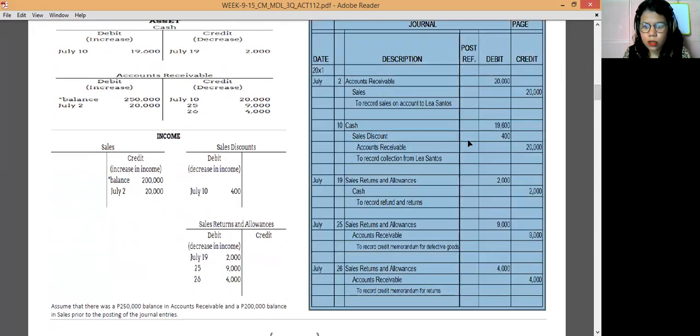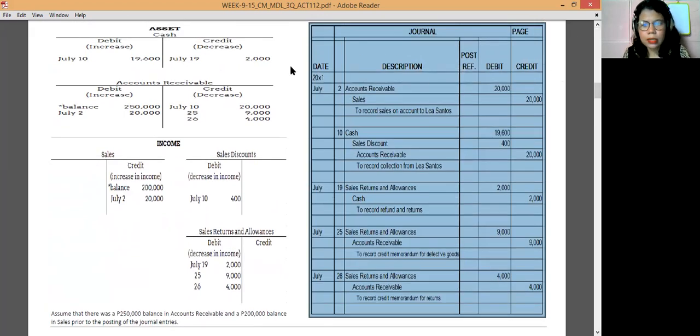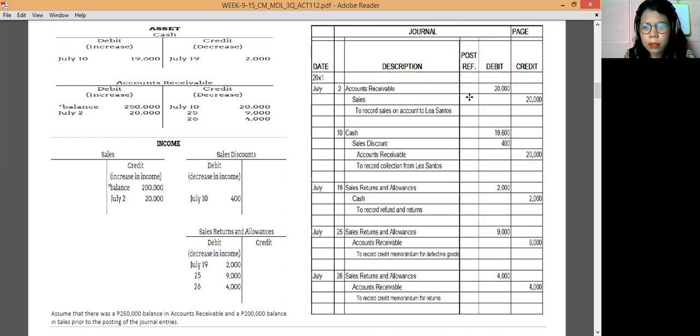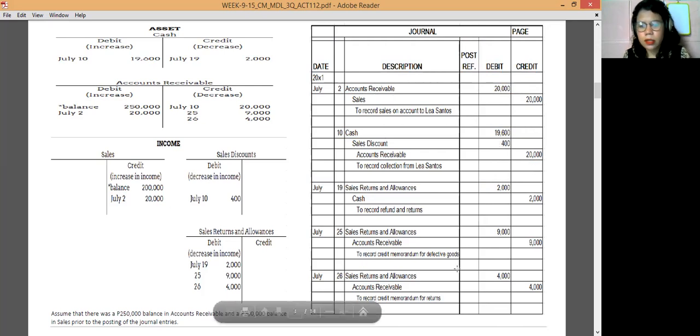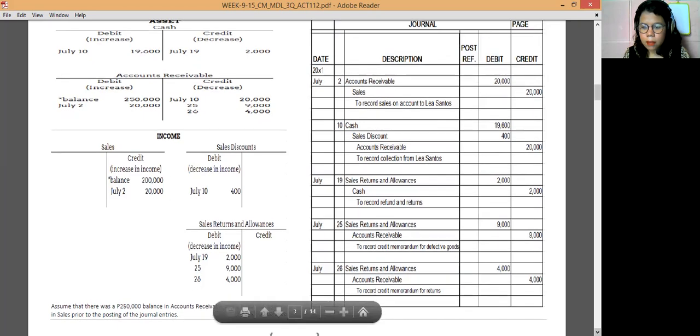Okay? So, ito siya. So, ganyan talaga. Pag nagpe-prepare po tayo ng journal, talagang isang buo siya. Hindi po tayo nagka-cut. Okay? So, yan po. So, July 2, accounts receivable, 20,000. So, sales, 20,000. To record sales on account to the SRBs. Okay? So, I hope naintindihan nyo siya. So, proceed tayo with our next page.